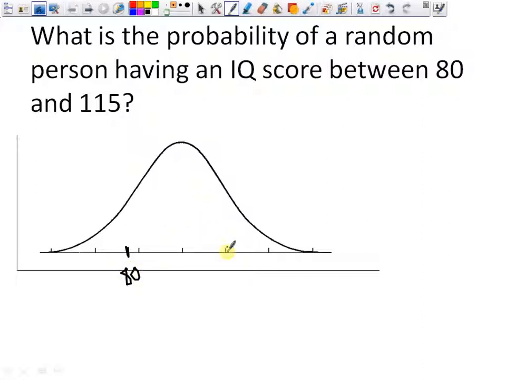And 115 is exactly right here. And we're trying to find the probability of being in between these two. So we're not going into either tail. We're trying to find this percentage right here. It's hard to tell whether it's greater than or less than 50% based on the drawing that we have here. So what we're going to do is come up with 2 z-scores.